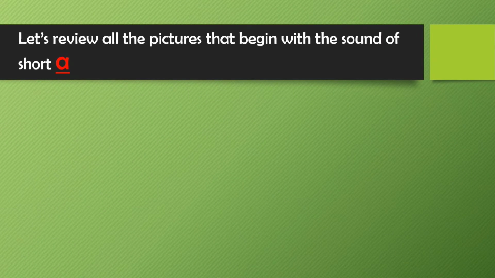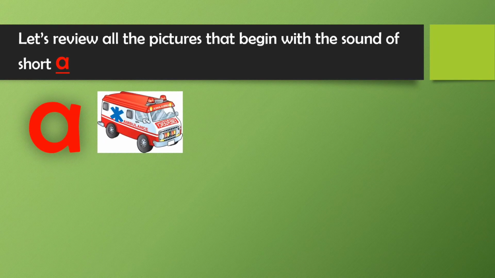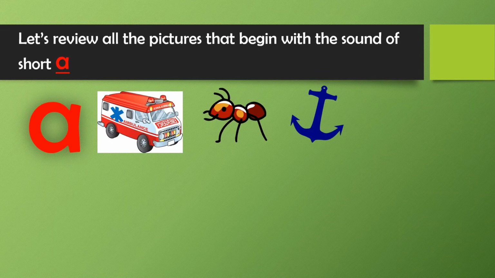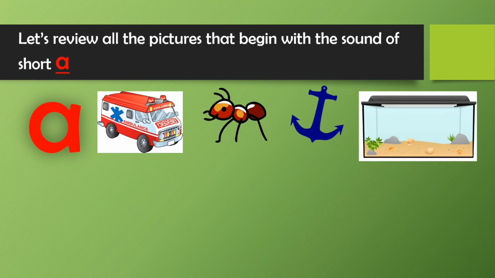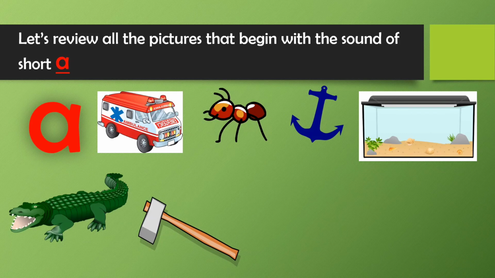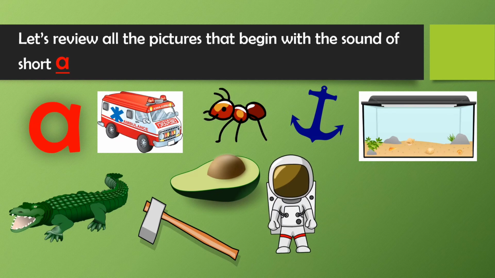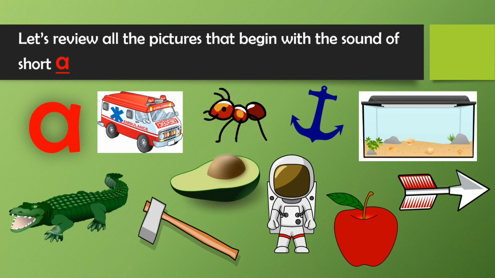Let's review all the pictures that begin with the sound of short A. A. Ambulance. Ant. Anchor. Aquarium. Alligator. Axe. Avocado. Astronaut. Apple. Arrow.